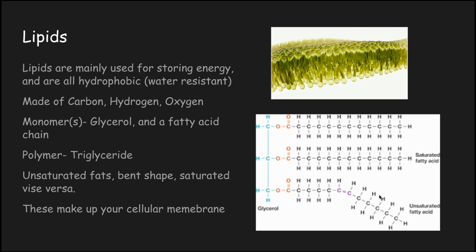There's a big difference that you need to know. You will get tested on this: saturated fats and unsaturated fats. Unsaturated fats, you're going to notice, have this little bent shape. Don't ask me how that happens. But vice versa, we have the saturated fats, which are just going to be straight across. No change, no bend, no nothing.